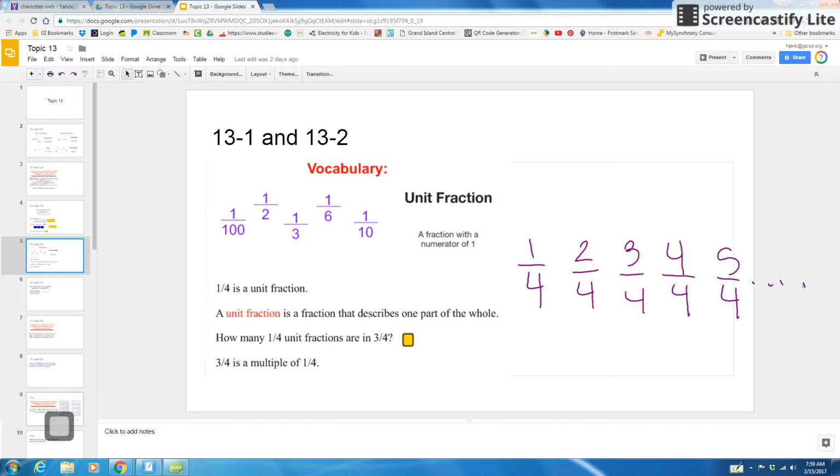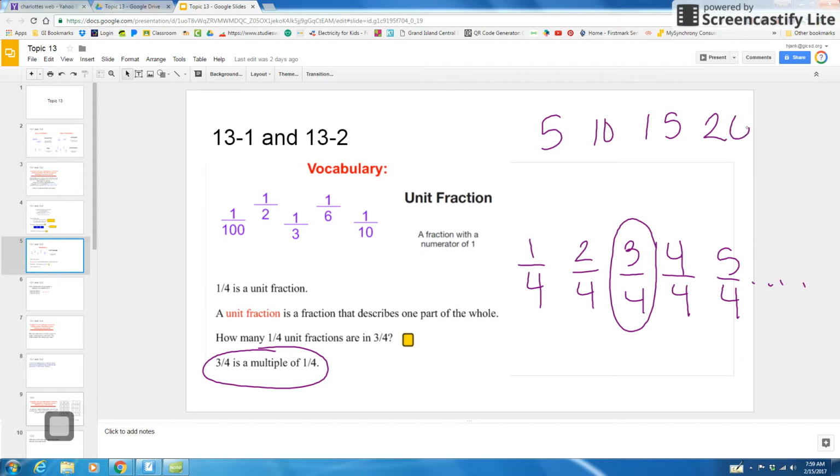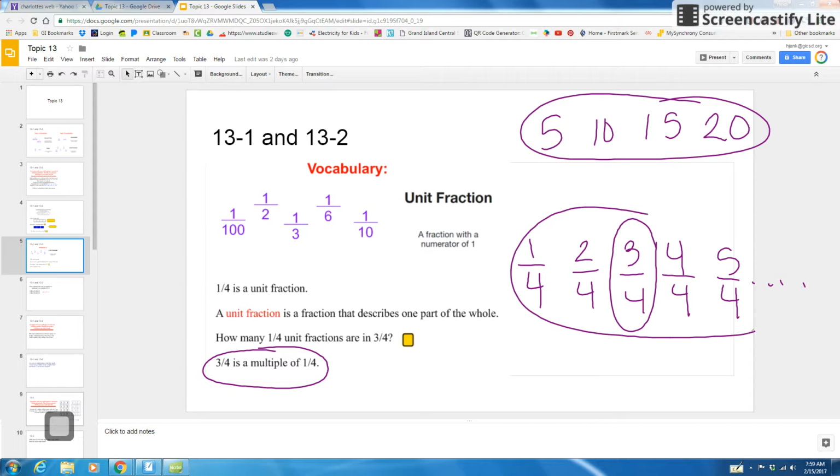These are called our multiples, right? So here's our 3/4. So we could say 3/4 is a multiple, just like it says here, of 1/4, okay? It's just like if we counted by fives, 5, 10, 15, 20. These are all multiples of 5, okay? These are all multiples of 1/4, okay? The unit fraction describes the one part of the whole, and that's the concept of the repeated addition, okay?